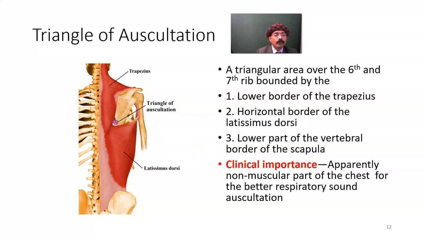This is the triangle of auscultation. It has some clinical importance. This part is devoid of muscle. It is present between the 6th and 7th rib and the 6th intercostal space. So if we place a stethoscope there, we can easily auscultate the lung sounds nicely, better than other places, because there is no muscular obstruction.